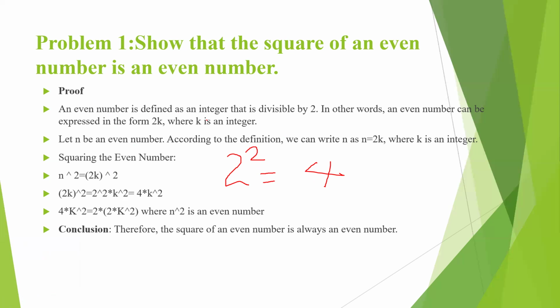An even number is defined as an integer that is divisible by 2. In other words, an even number can be expressed in the form 2k, that is 2 into k, where k is an integer. For example, if you replace k with 3, that is 2 into 3, we get 6. So 6 is an even number. We all know that.